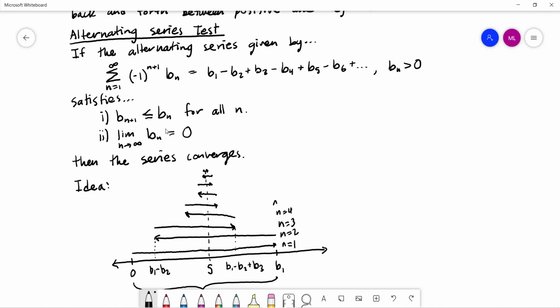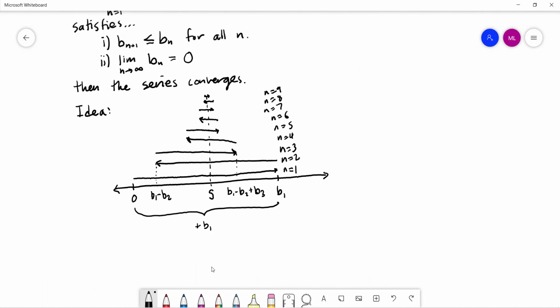After n equals 4, n equals 5, n equals 6, n equals 7, n equals 8, n equals 9, and so on. As we add more and more terms, we're going back and forth, but also zeroing in, because each time we go back and forth, that jump has to get smaller and smaller. Each successive jump has to get smaller, and eventually the size of the jumps is going to 0 as we go back and forth. And so we'll eventually zero in on one particular value. So this is the idea behind how this type of alternating series will work.